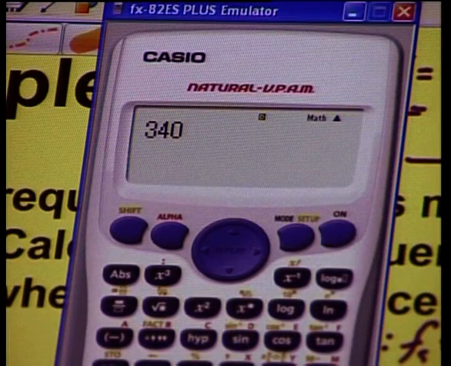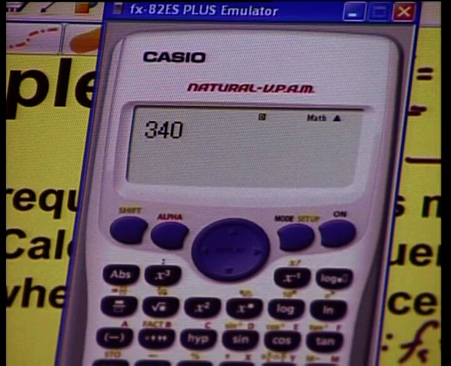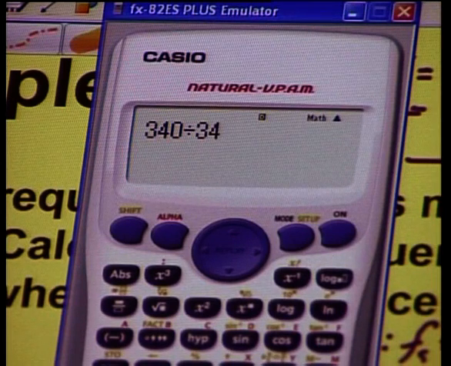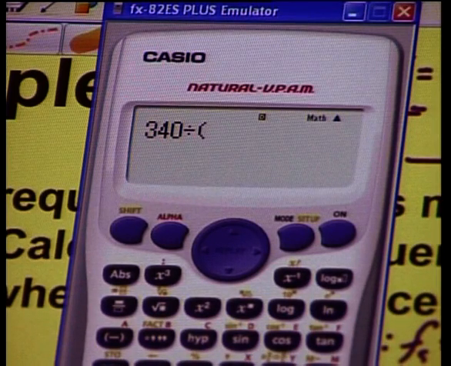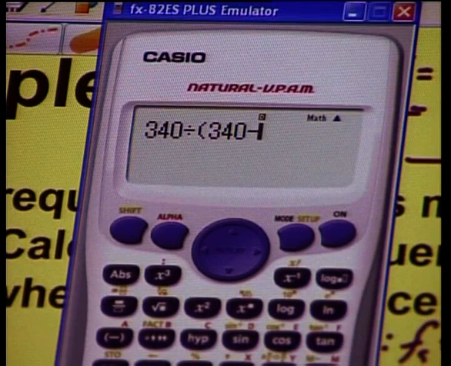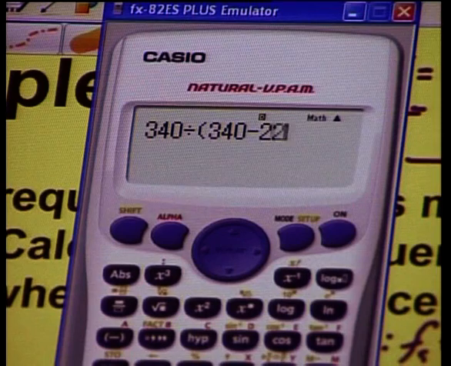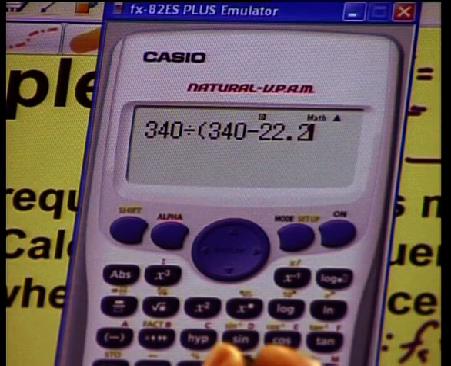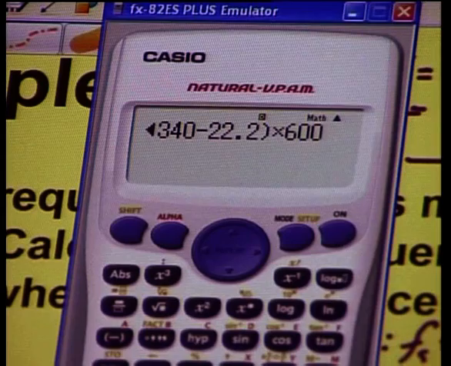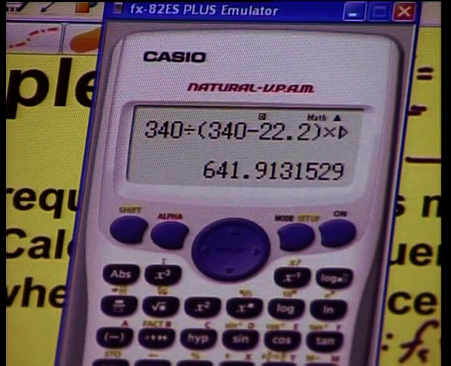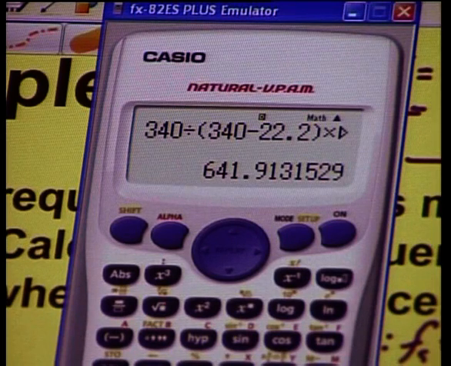340 plus 0, it will be 340, divided by, I need to put in brackets because I've got two numbers to subtract, 340 minus 22.2, close brackets, and all of this multiplied by 600. And that gives my answer. So the frequency is 641.91 hertz.